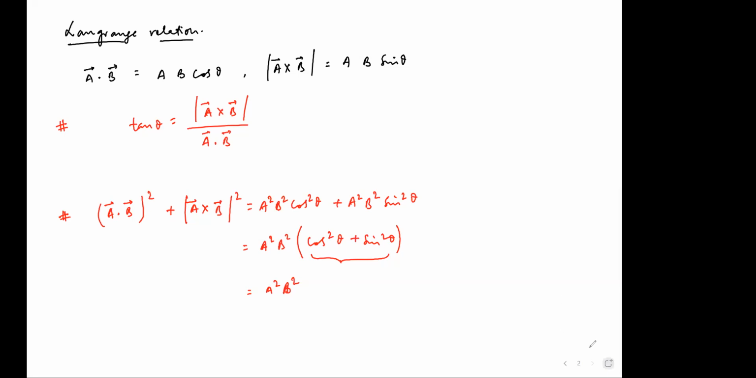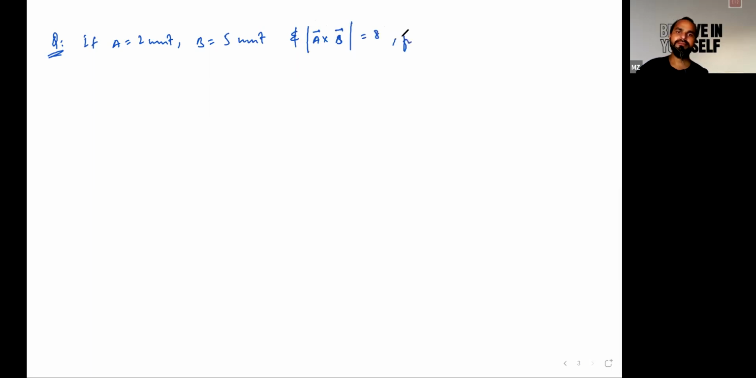Okay. I'm giving you a problem regarding this. If A is equal to 2 units, B is equal to 5 units, and mod A cross B is equal to 8 units. Find A dot B and theta. Try to solve.